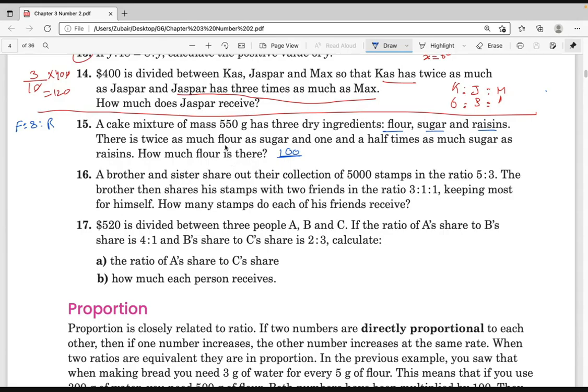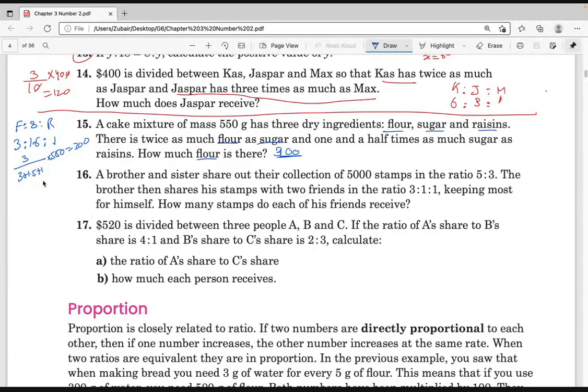Twice as much flour as sugar and 1.5 times as much sugar as raisin. So if raisin is one, sugar is 1.5 times, and flour is twice that of sugar. How much flour? Yeah, 300. I did one by that and forgot to multiply. Good. It is 3 out of 3 plus 1.5 plus 1 of 550. You get 300.